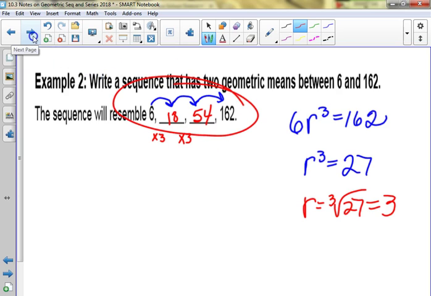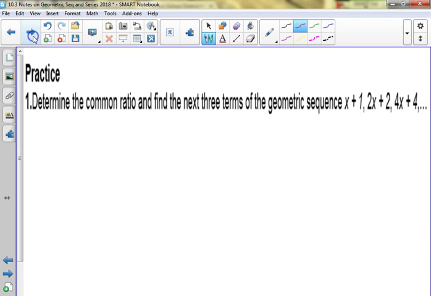All right. Any questions? So the important difference between what we did yesterday and today is to remember that you're multiplying. All right, determine the common ratio and find the next 3 terms. I just put this question in here because you have to remember they don't have to just be numbers. They could be algebraic expressions. What are they doing every time, guys? Multiplying by 2.